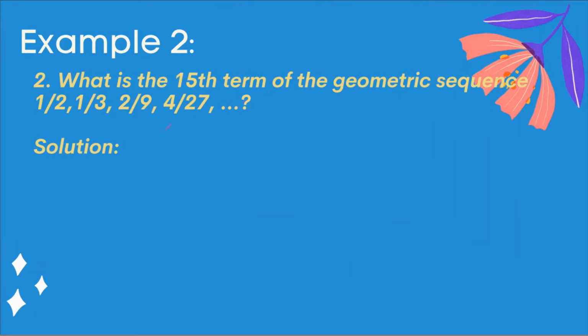Let's try to solve example number 2. What is the 15th term of the geometric sequence 1/2, 1/3, 2/9, and 4/27? Remember, our formula for a geometric sequence is a sub n equals a sub 1 times r to the power of n minus 1. Now, let's solve first our r, or the common ratio.